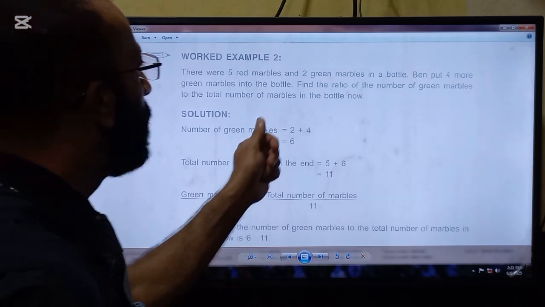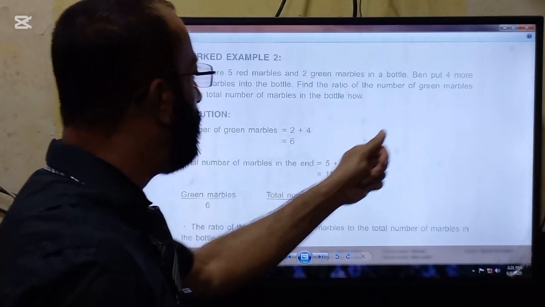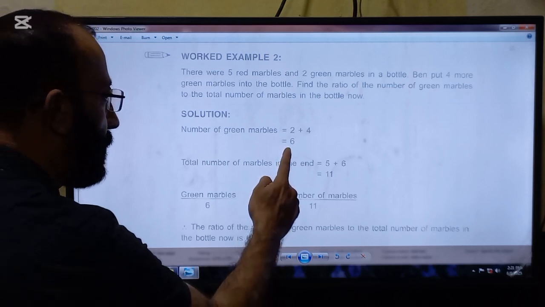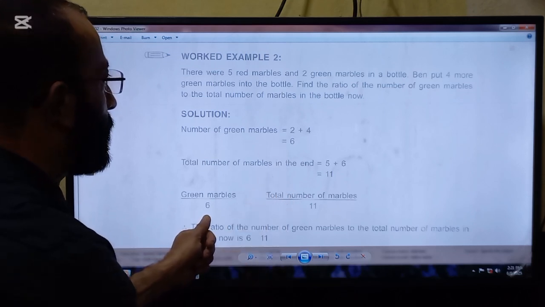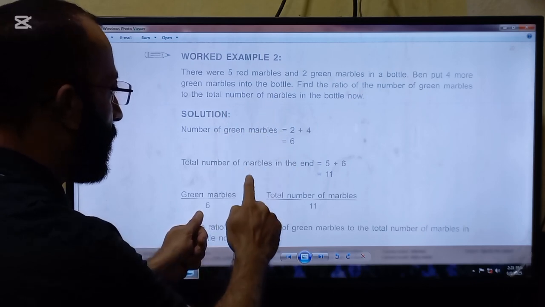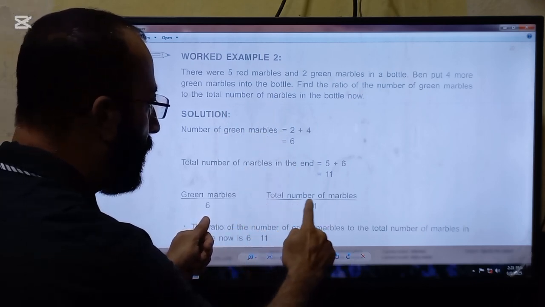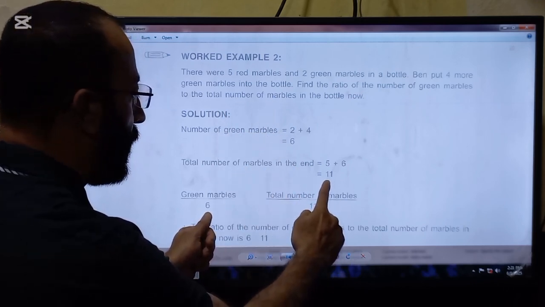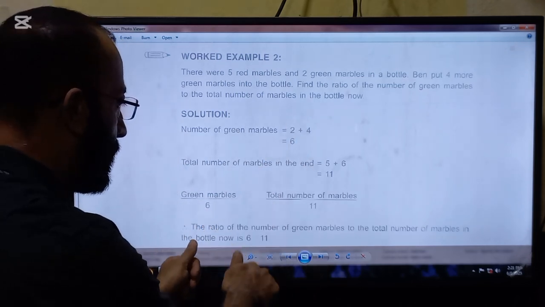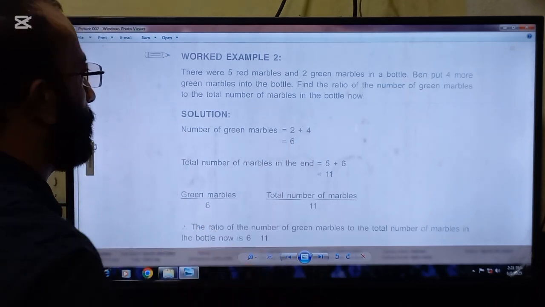Now the requirement is to find the ratio of the number of the green marbles. So green marbles are coming first. So the number of the green marbles will be written first, that is 6, to the total number of the marbles. So the total number of the marbles is coming later, and the total number of the marbles is now 11 in the bottle. So the required answer is 6 to 11.